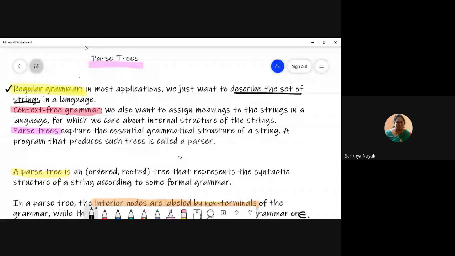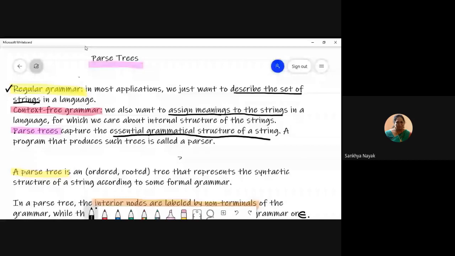Then in this module we studied context-free grammar. In context-free grammar, we also assign meanings to those strings. So we care about how the internal structure for that string is present. Basically, a parse tree will capture this essential grammatical structure of the string. Remember, very important, it will capture grammar.